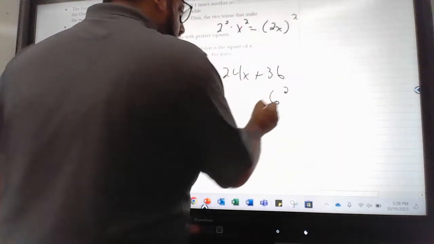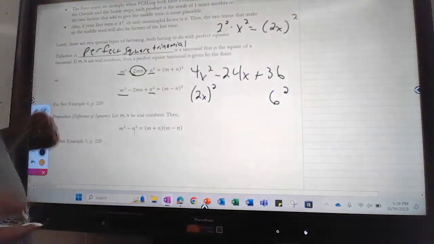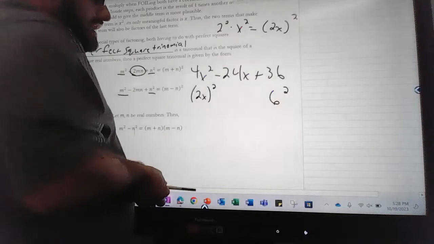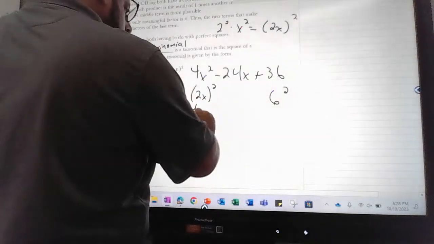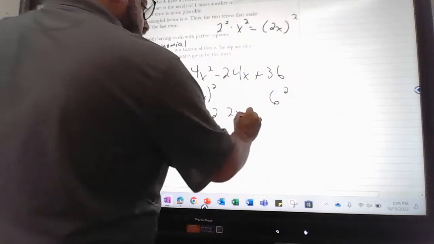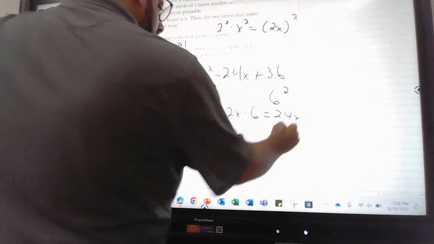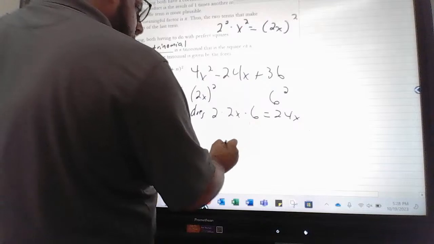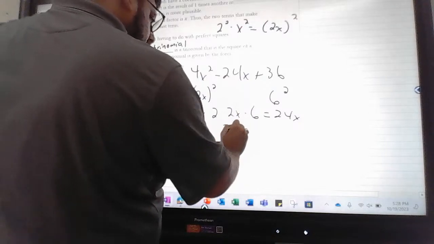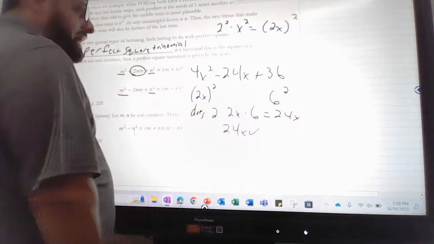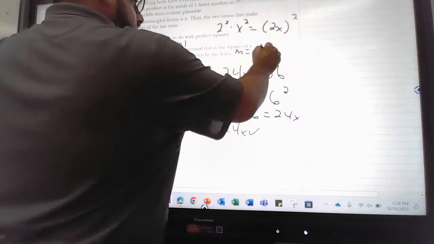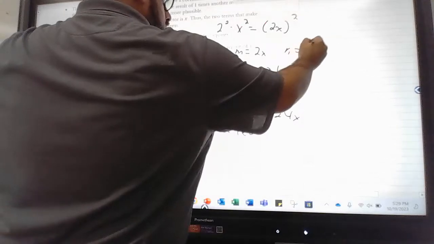36 can be written as 6 squared. So now I need to look at the middle term. I'm not worried about this minus sign just yet. I just want to look at that 24x. Does 2 times 2x times 6 equal 24x? Well, 2 times 2 is 4. 4 times 6 is 24. Times x is 24x. So it does check out. This is a perfect square trinomial. So in this case, my m would be 2x. My n would be 6.